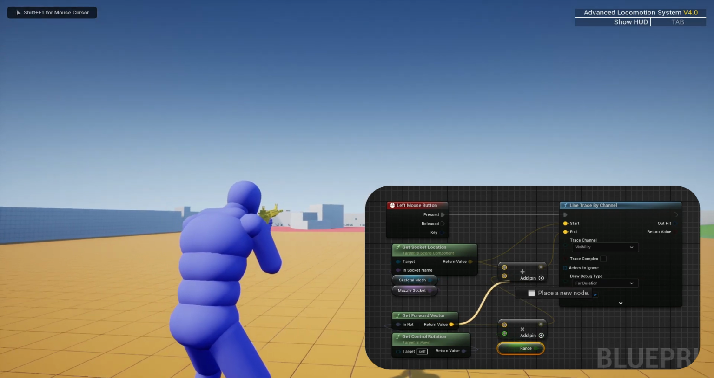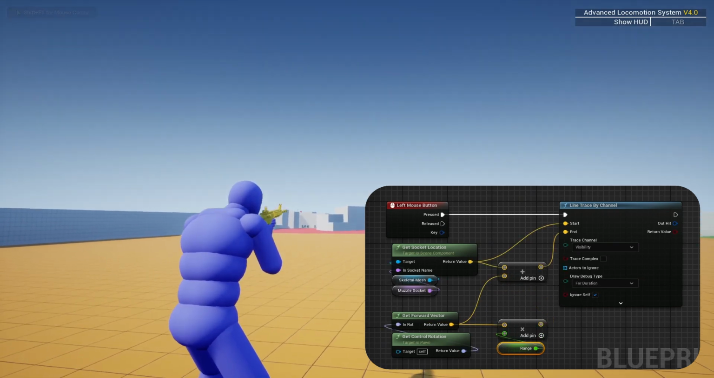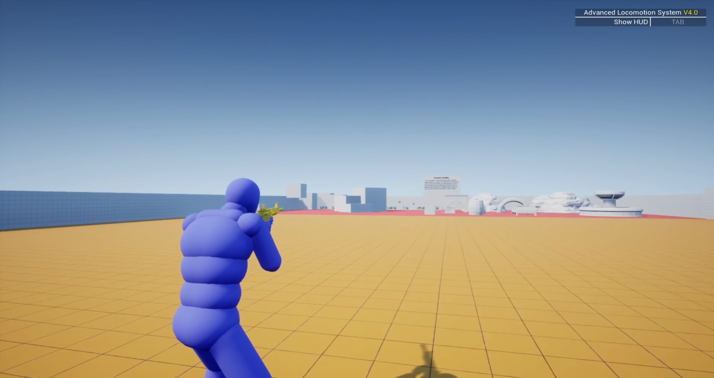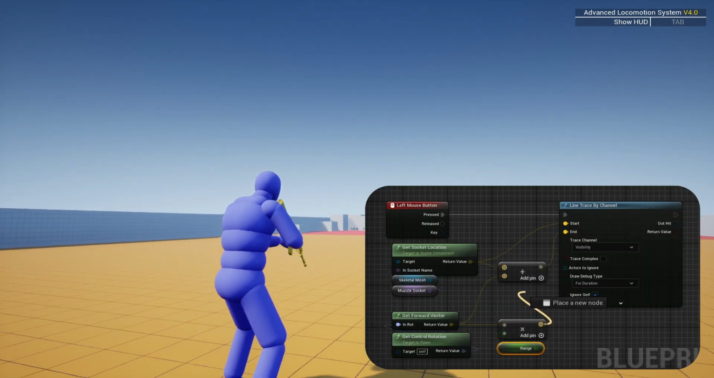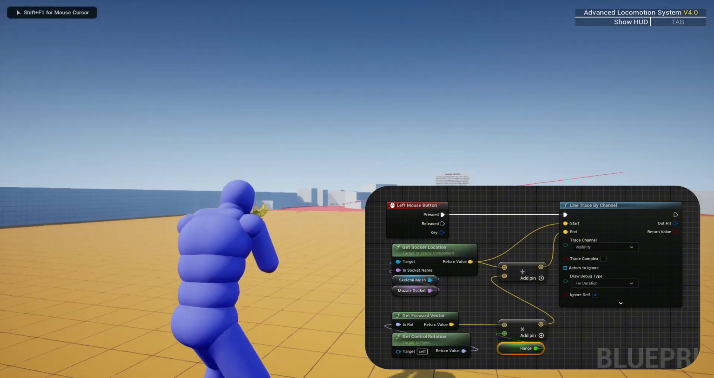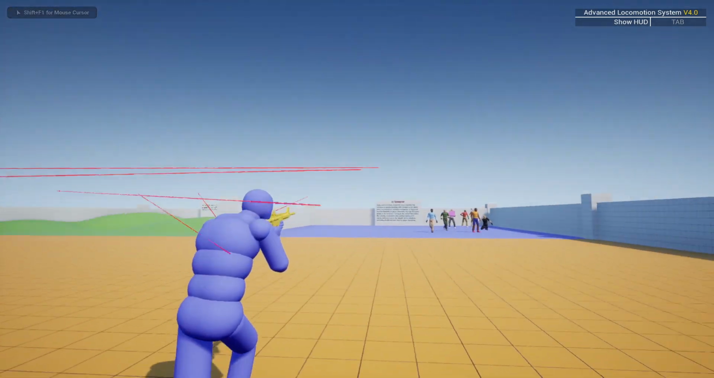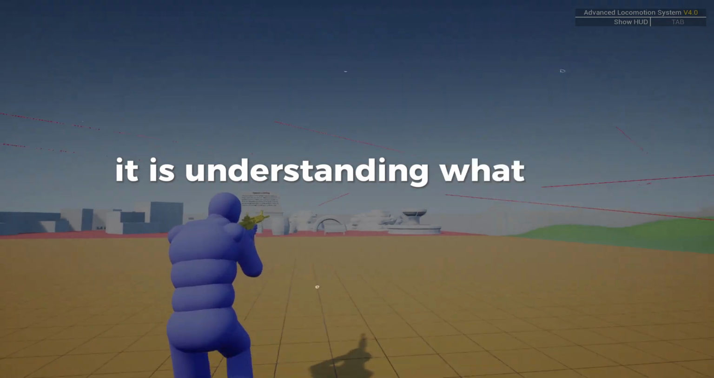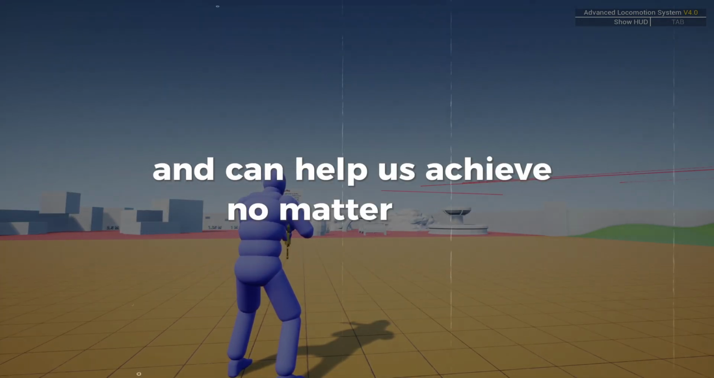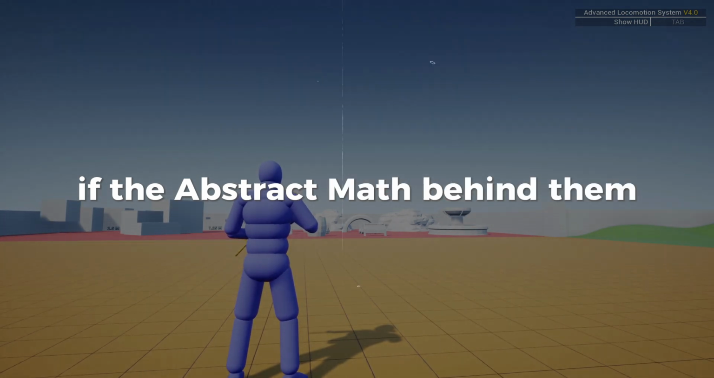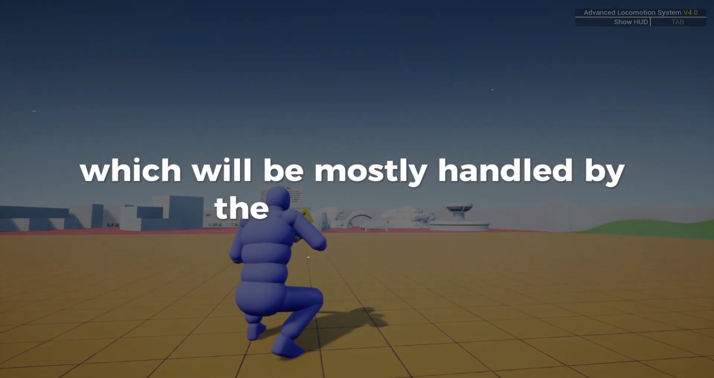And that we need to multiply our weapon's forward vector by some scalar range value, because the forward vector is a unit vector that has a magnitude of 1, so we need to scale it to go further. And that's the key to working with vectors. It is understanding what their different operations mean and can help us achieve, no matter what the abstract math behind them is, which will be mostly handled by the game engine.